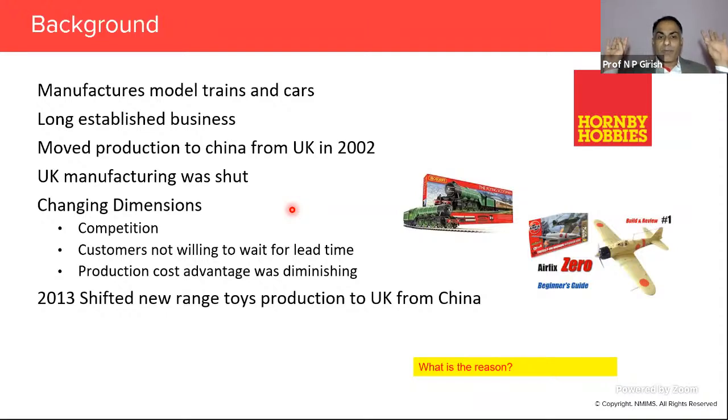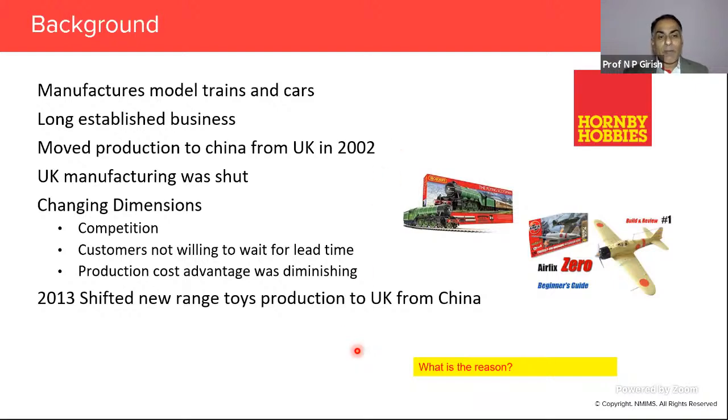More time, what is happening. So the production cost advantage was also diminishing for them. Because of all those reasons, they also shifted the base from China to the UK. When they came up with Airfix, a new toy range, they shifted the base from China to the UK, because although it was high cost, all the hidden cost was actually playing spoil sport in the bigger picture.